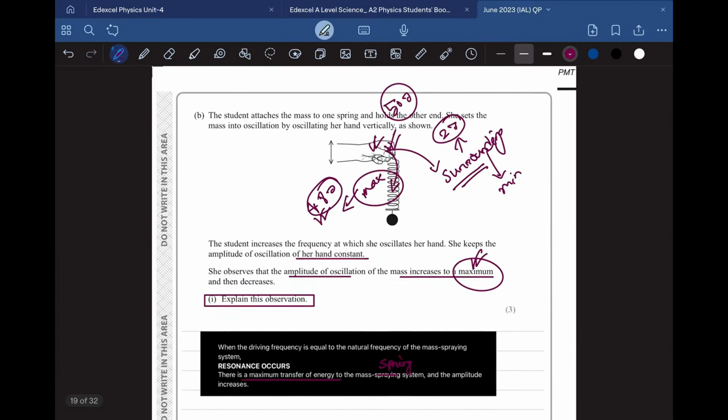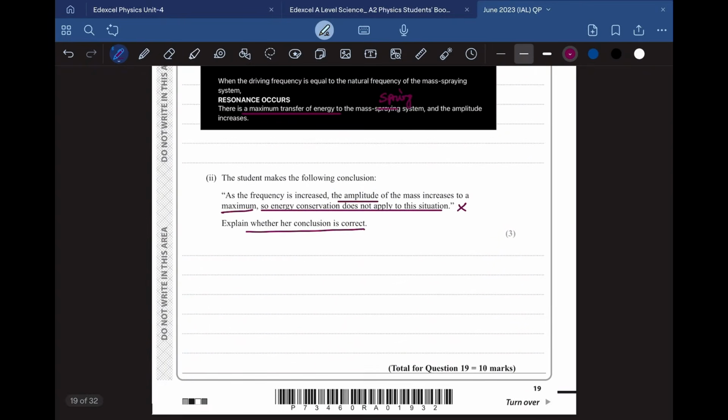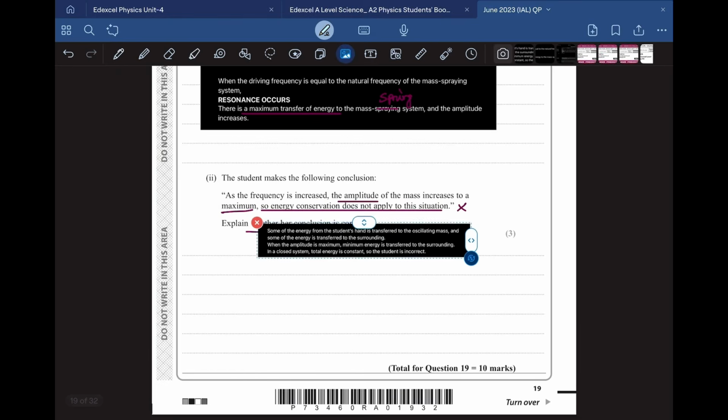In a closed system, the total energy must always be conserved. The energy that he puts into this system will be divided between the spring mass system and the surrounding. So this energy will always be conserved. This 48 plus 2 will always be equal to 50 joules. So that's why we can say the energy will be conserved. So the statement was wrong.